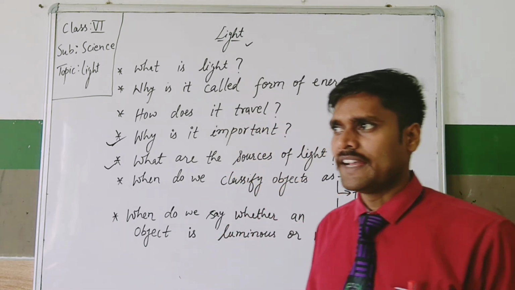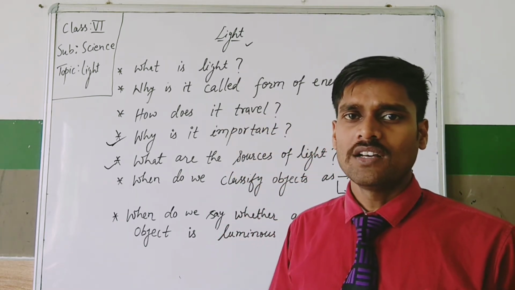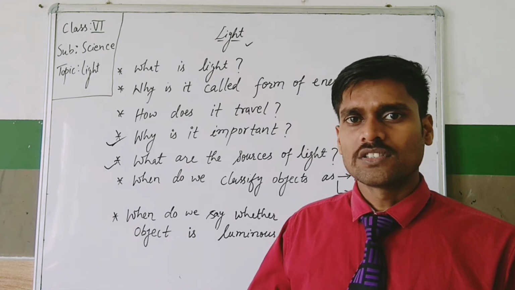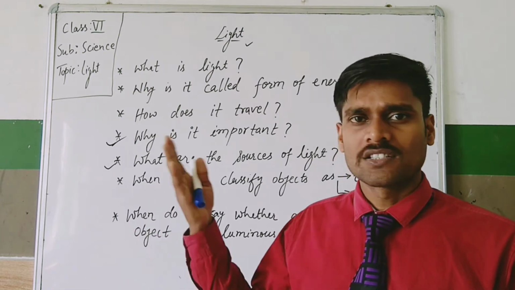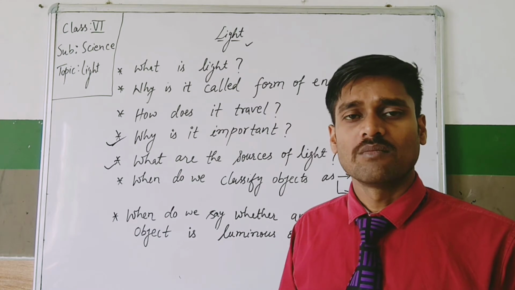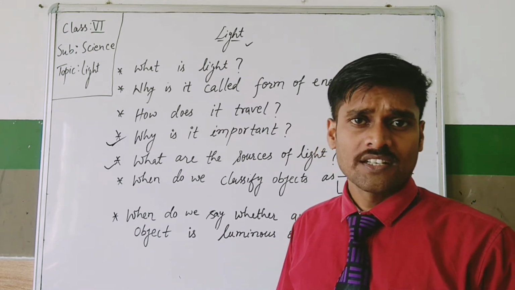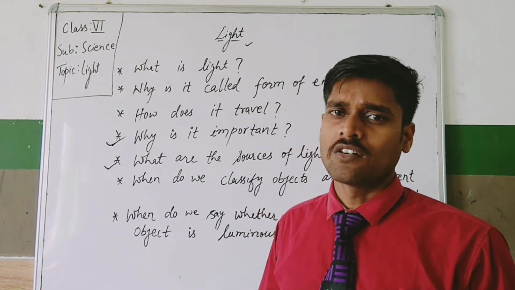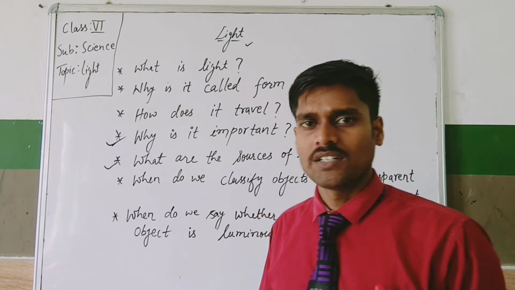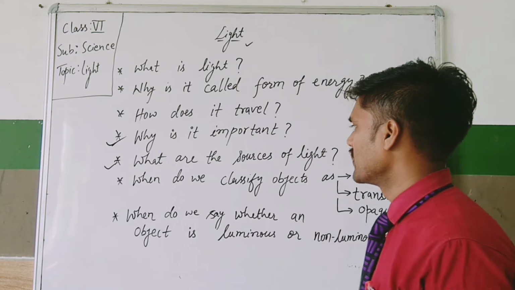So sources of light can be artificial or natural. Some natural sources of light are stars, the sun, and fireflies, and some man-made or artificial sources of light are torch, candle, electric bulb, etc. These are all man-made sources of light.